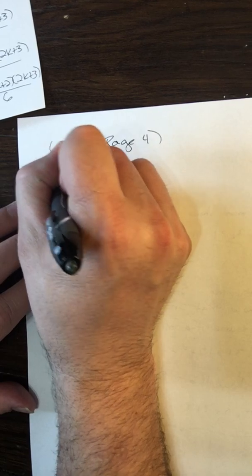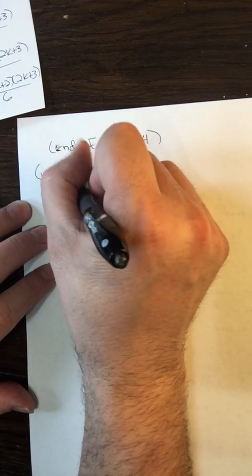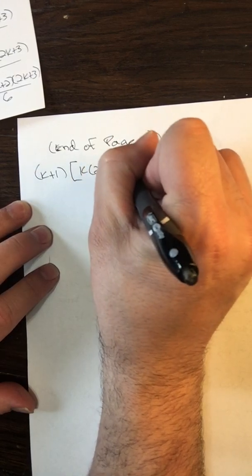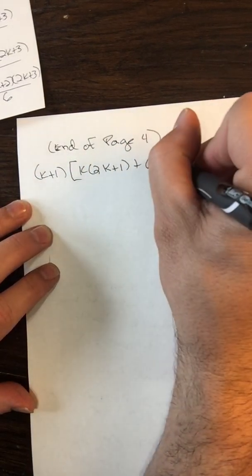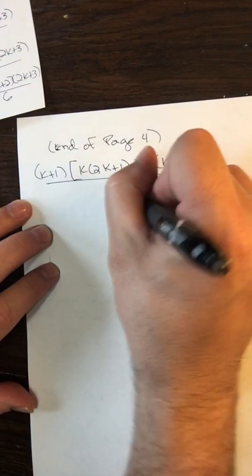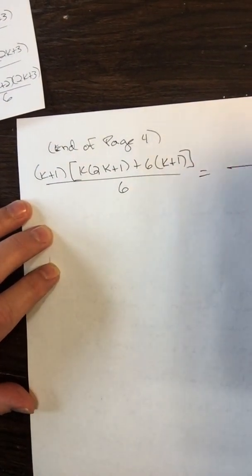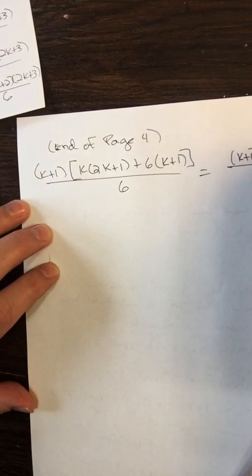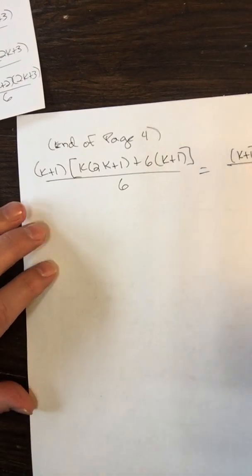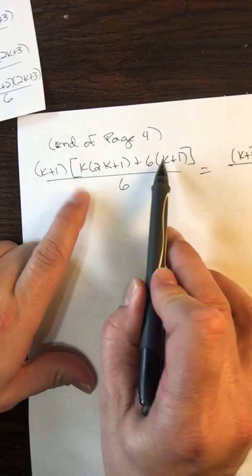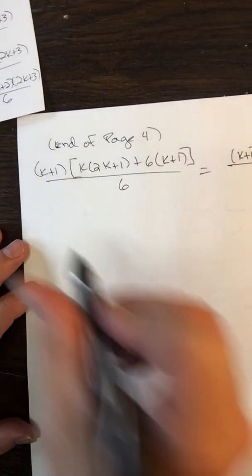We had k plus 1 times... You don't have to write this because I'm just copying it. 2k plus 1 plus 6 times k plus 1. All of that's over 6, and all of this is over 6. And the second these are shown to be equal to each other, the proof is over. 2k plus 3. Okay? And I have k plus 1's isolated. So if I can just multiply this out and show that it factors to that, we're done here.